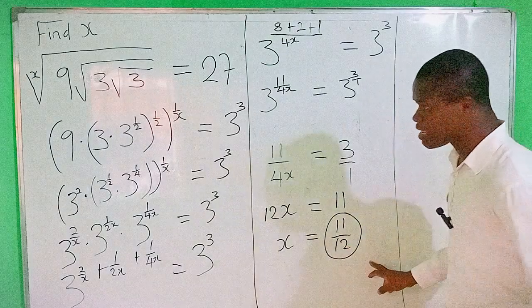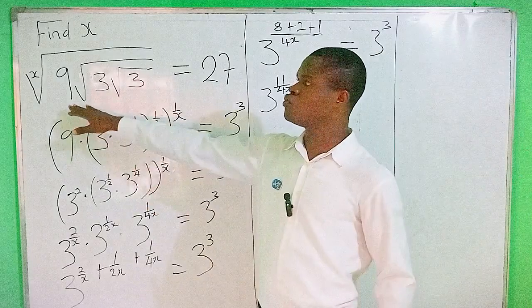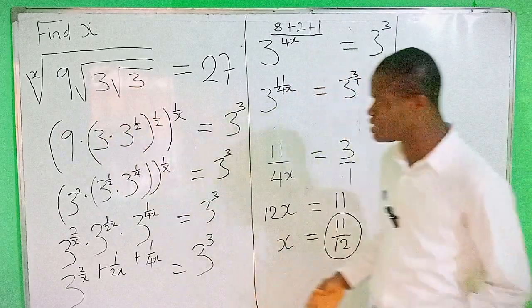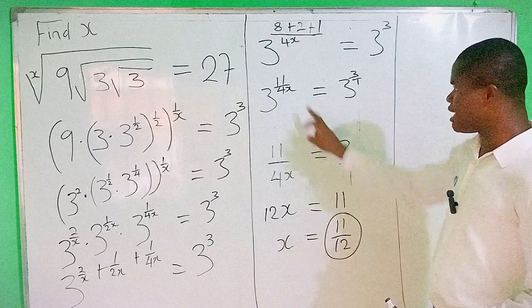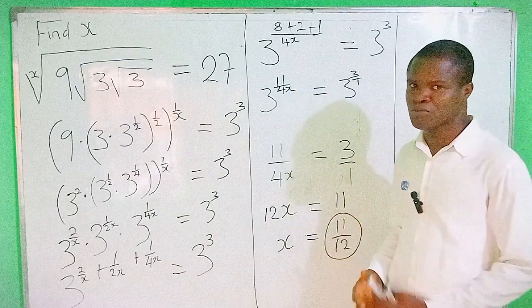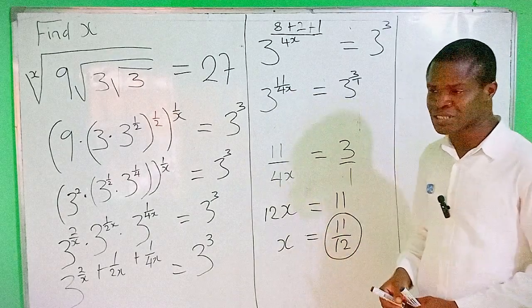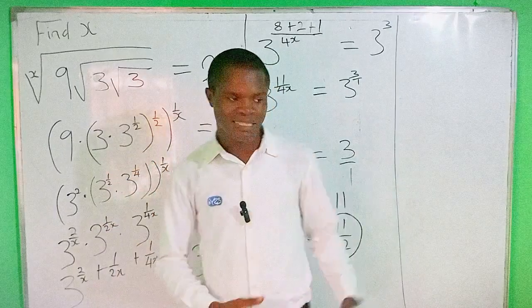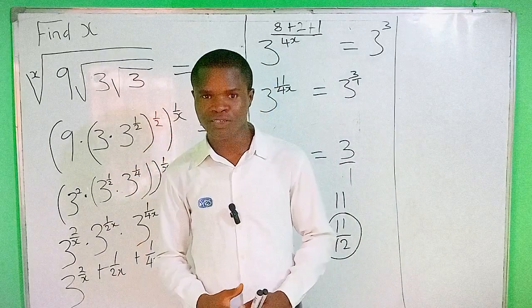To verify this answer, it is easier to use the index form of this equation. That means if we plug in x to replace this value, we are going to get 3 raised to the power 3, which is equal to 27. I believe that this lesson is quite simple, and if you followed from the beginning to the end, you understood everything that we just explained.